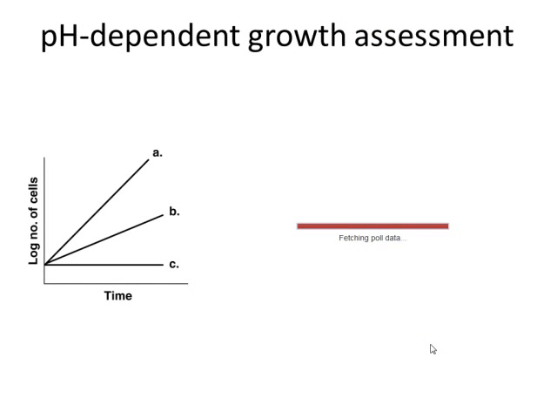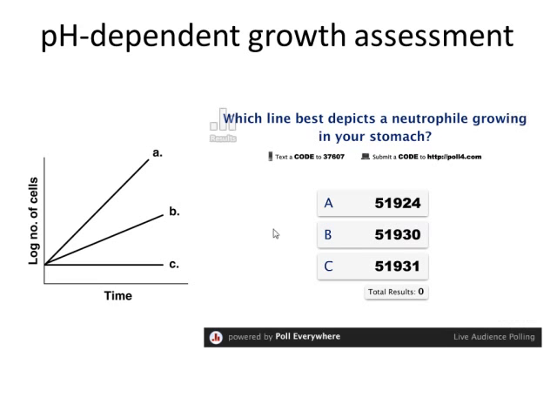So let's think about this. What growth curve would best be depicted by a neutrophile growing in our stomach? A, B, or C? Press pause and answer the question. Yeah, that's right. The correct answer would be C.